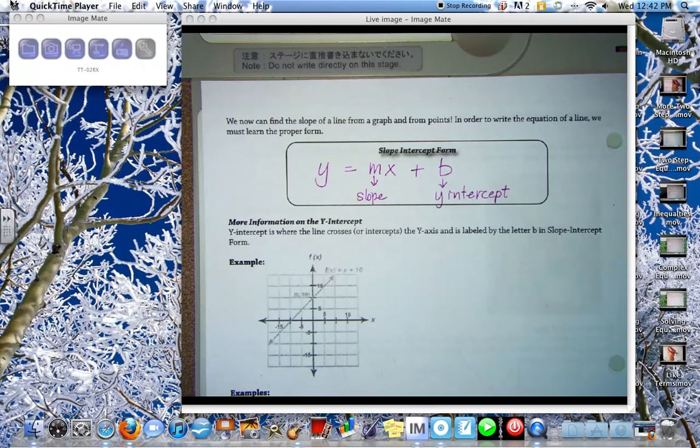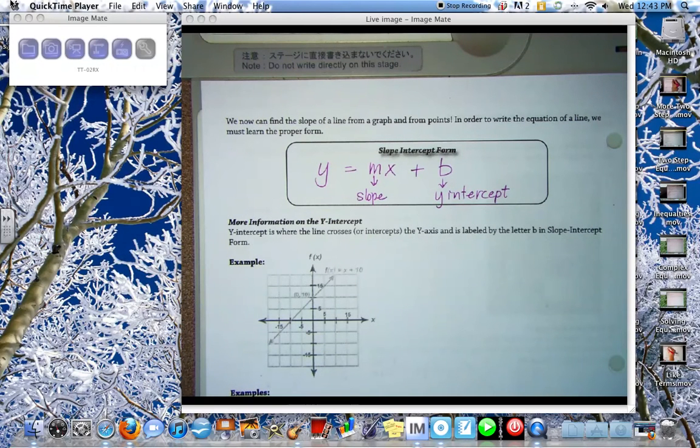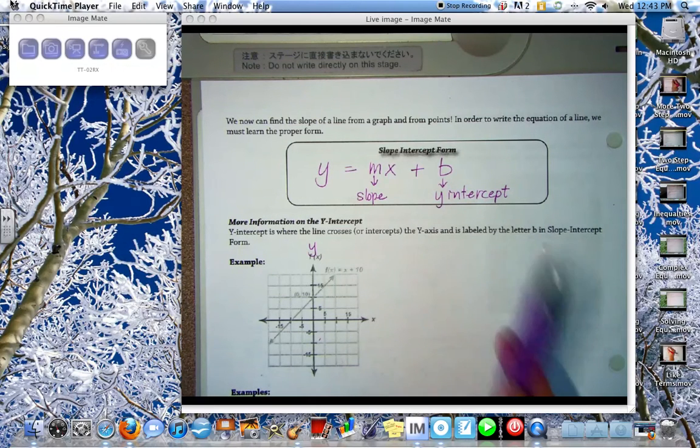Who remembers what the y-intercept is? What does the y-intercept do? When the line touches the other line, right? When the line touches the y-axis, to be exact. So the y-intercept is where the line crosses or intercepts the y-axis. This is our y-axis right here. And it is labeled by the letter b in slope-intercept form.